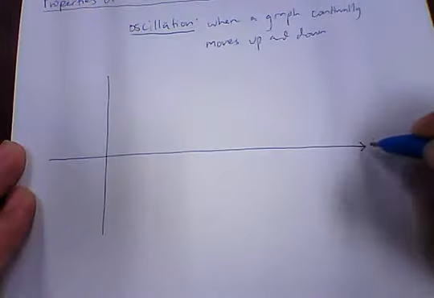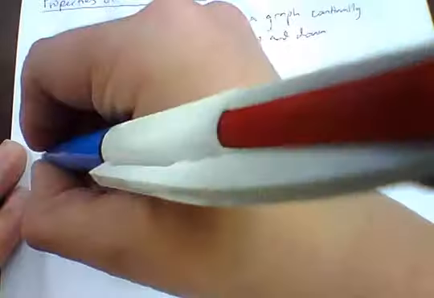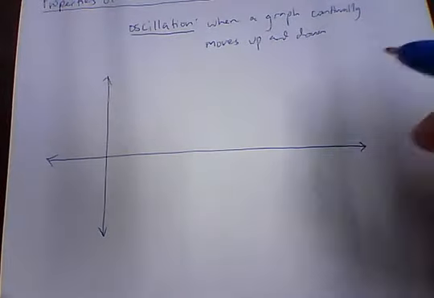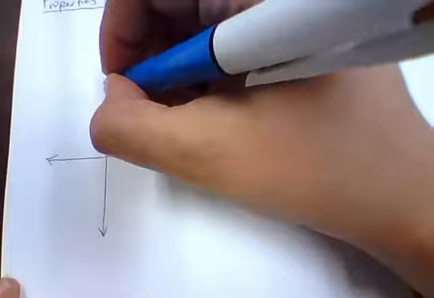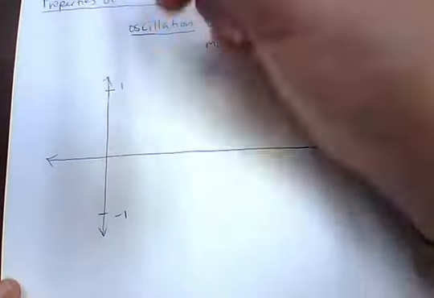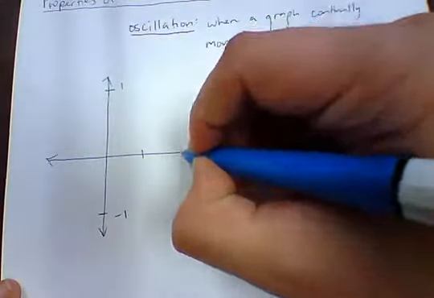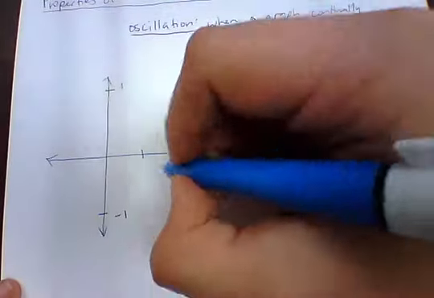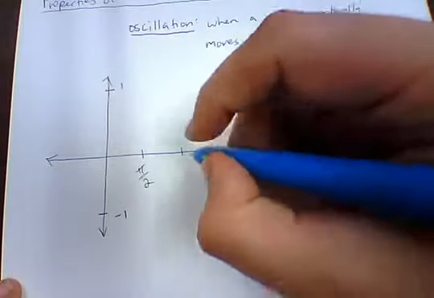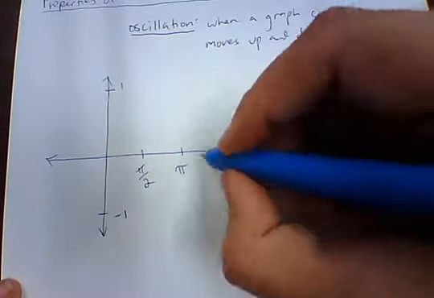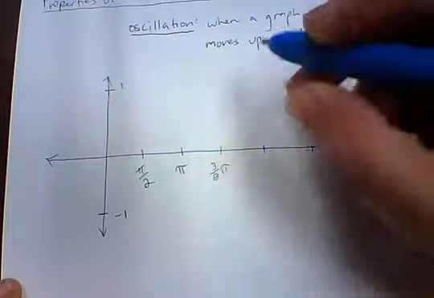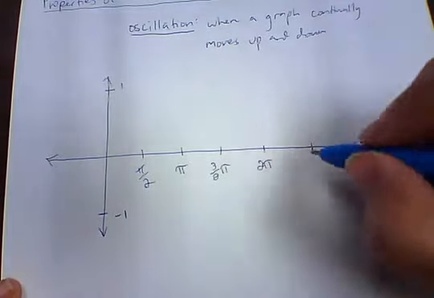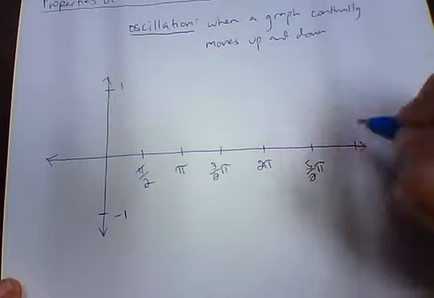Draw this graph with me. We're going to draw out our sine function again. We're going to label every -1, every +1. We're going to go by pi over 2 on our x-axis. Again, I'm just counting by halves here.